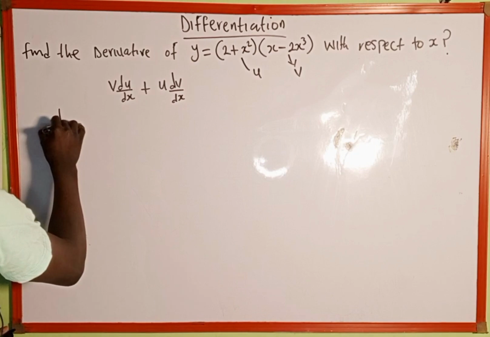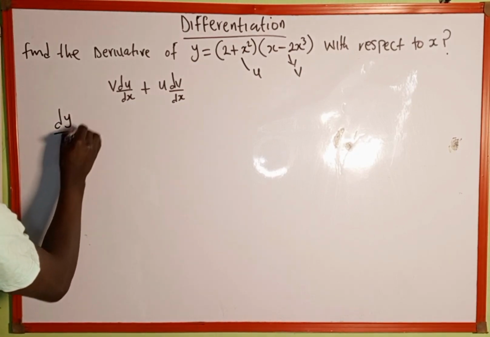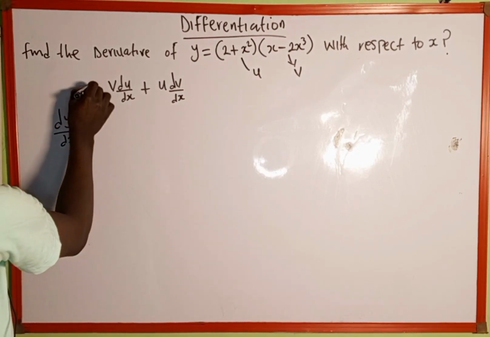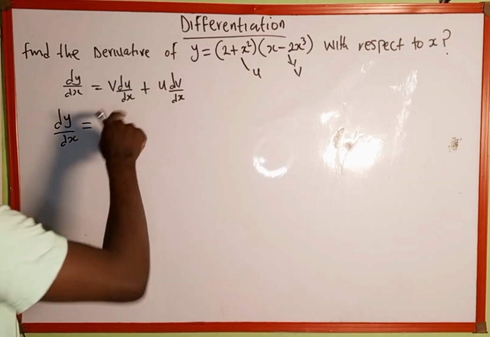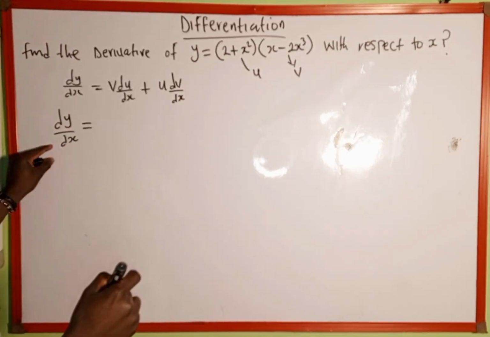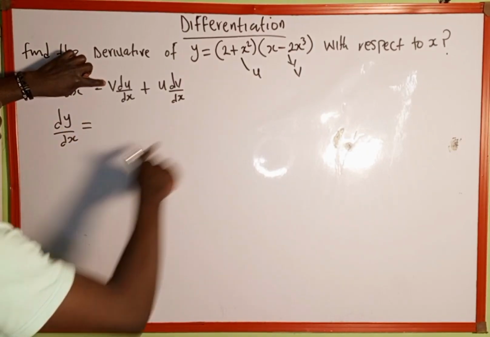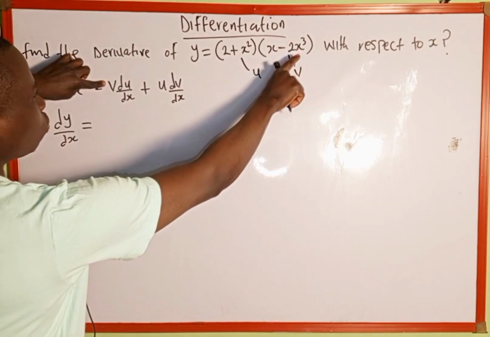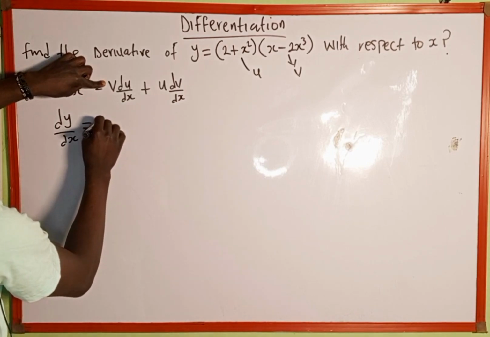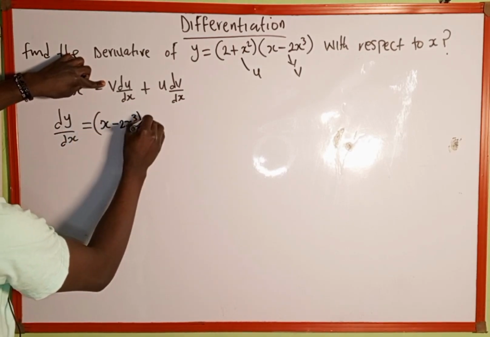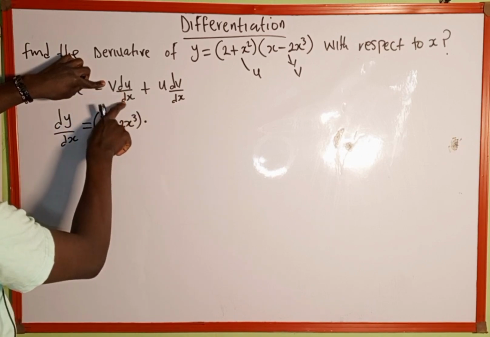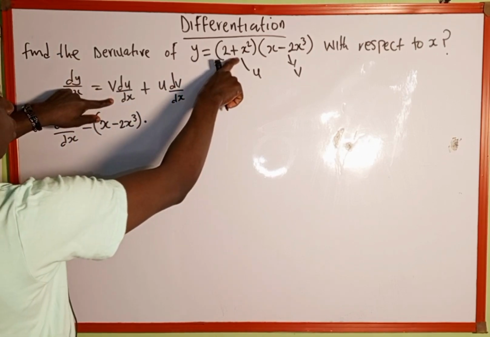So dy with respect to dx now will be equal to, using this formula, the same as dy over dx is the same as this formula. This is the product rule formula. So using this formula, what are we going to do? We write v, we let v be x minus 2x to power 3. So we write x minus 2x to the power of 3, and multiply by what? The derivative of u with respect to x. u is 2 plus x to power 2.